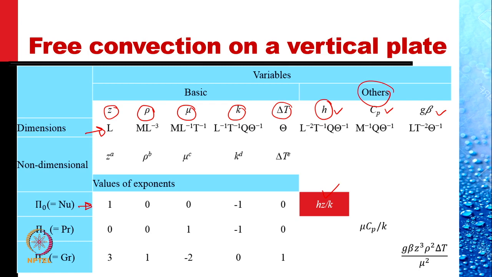From Cp, I get the dimension of Cp as a dimension of mu raised to power c, k raised to power d, and delta T raised to power e, with value of c as 1, value of d as minus 1, and e as 0. So that the non-dimensional parameter that we formulate is this. And this is recognized as the Prandtl number, which is abbreviated as Pr. And g beta involves z, rho, mu, and delta T, and these are the exponents there, which results in this parameter.